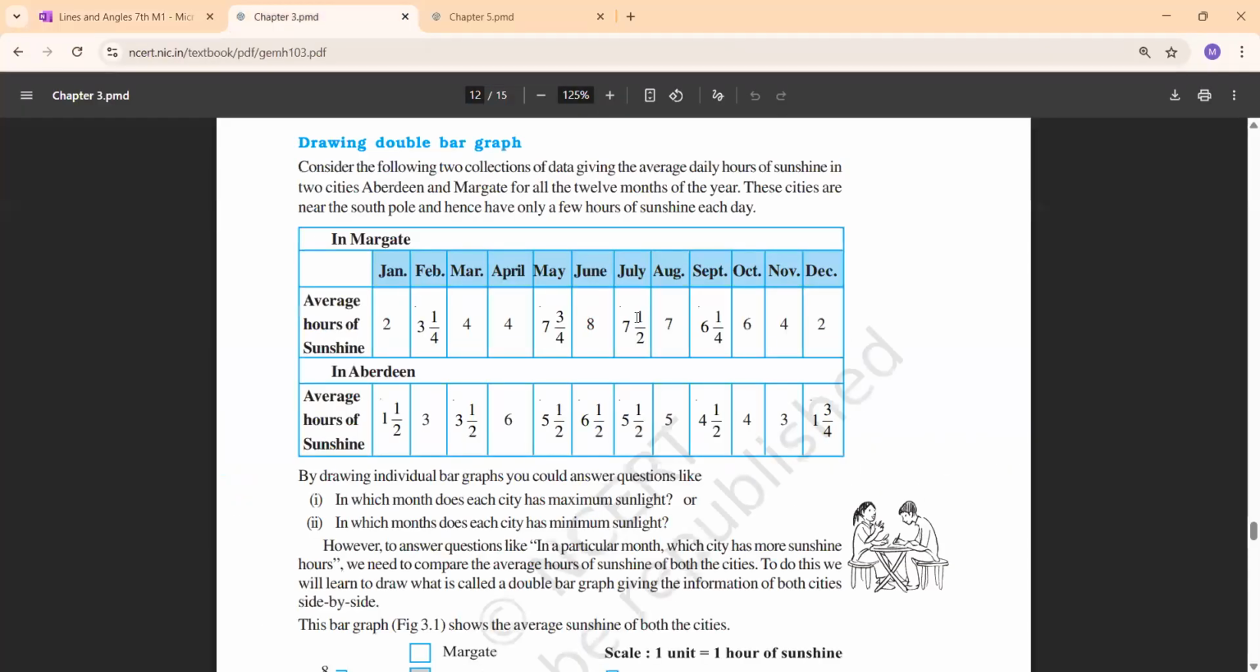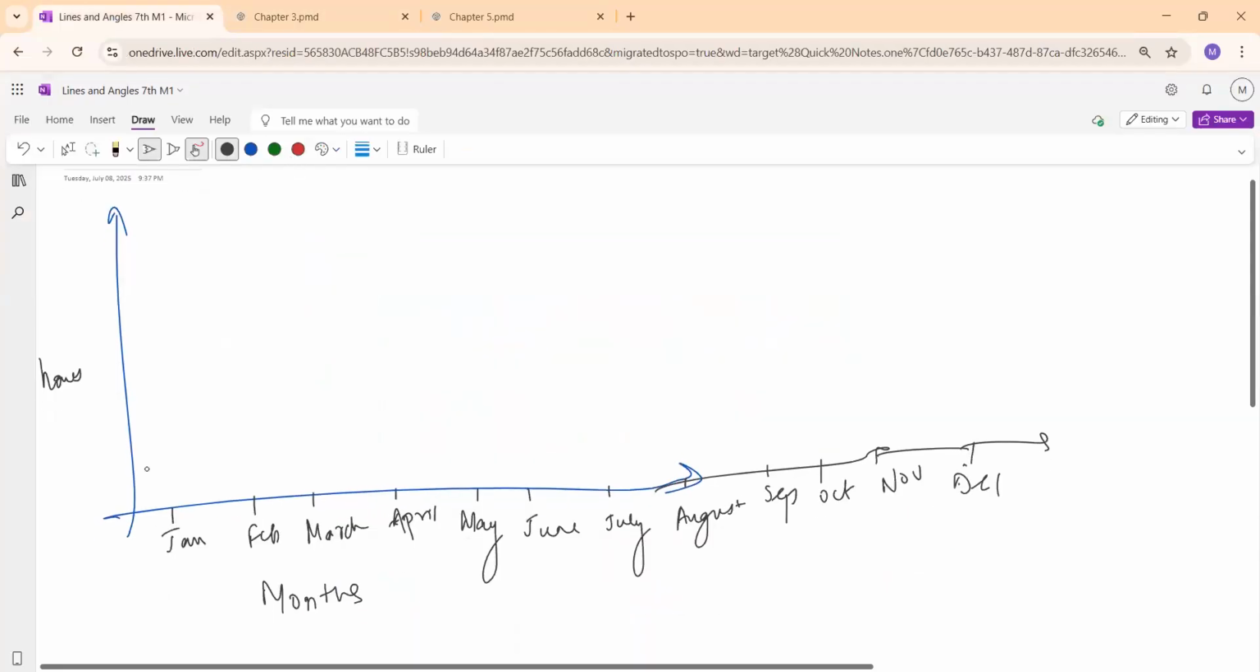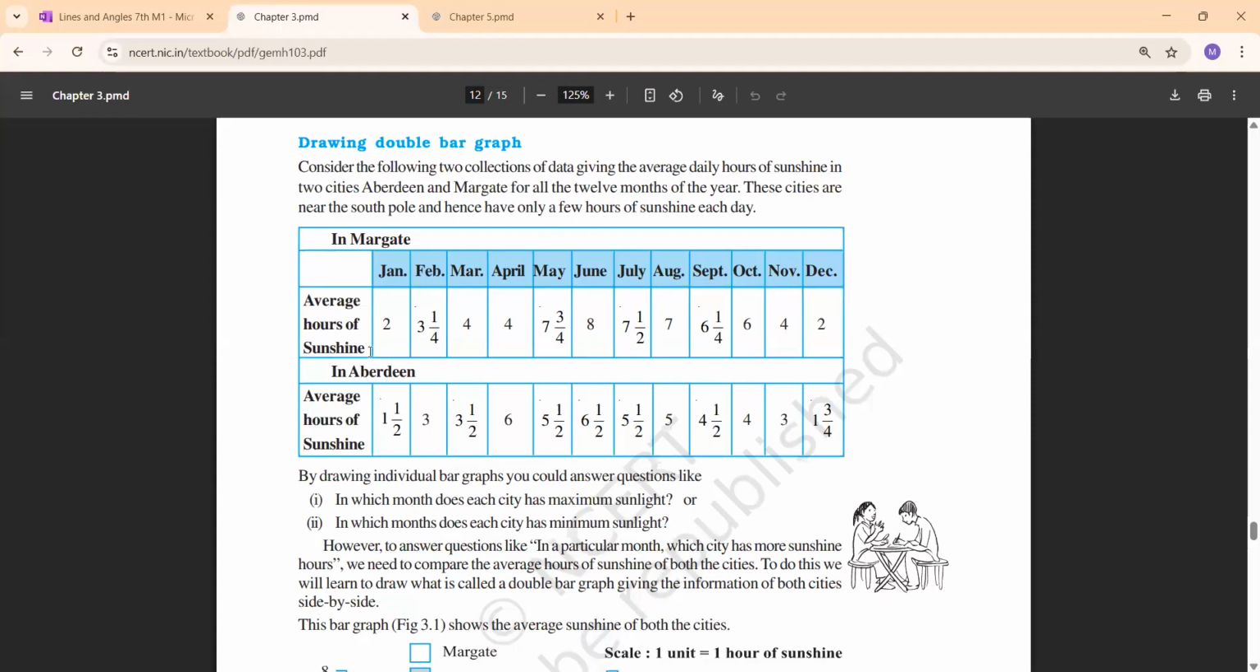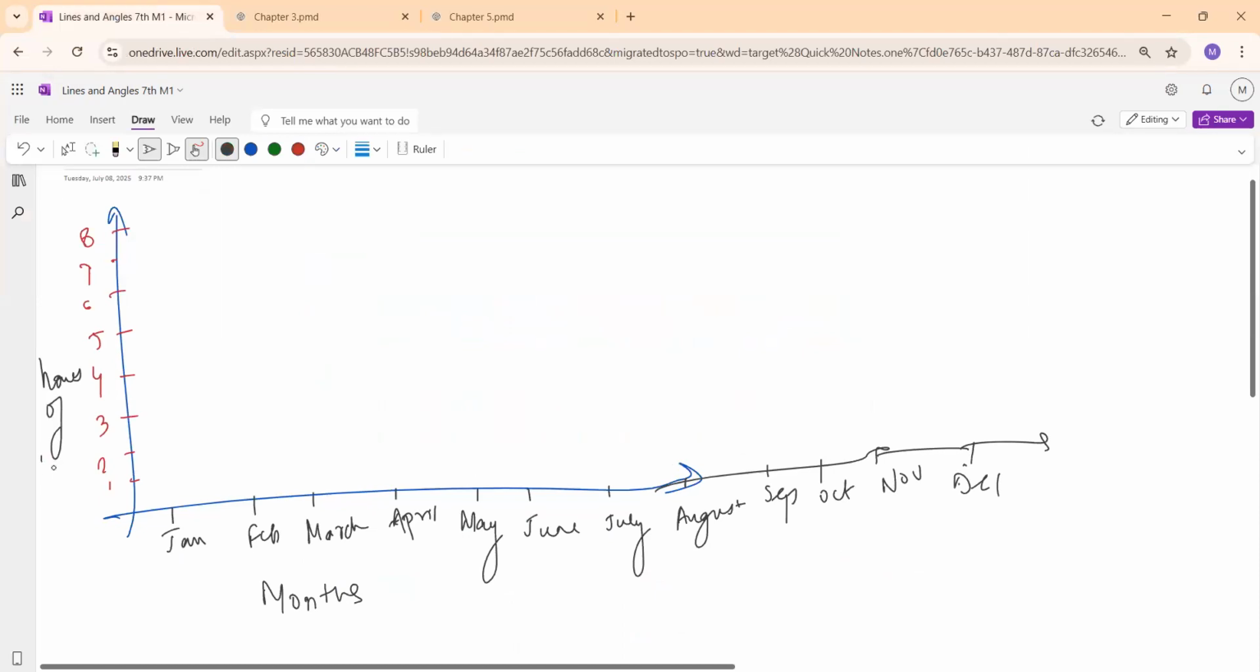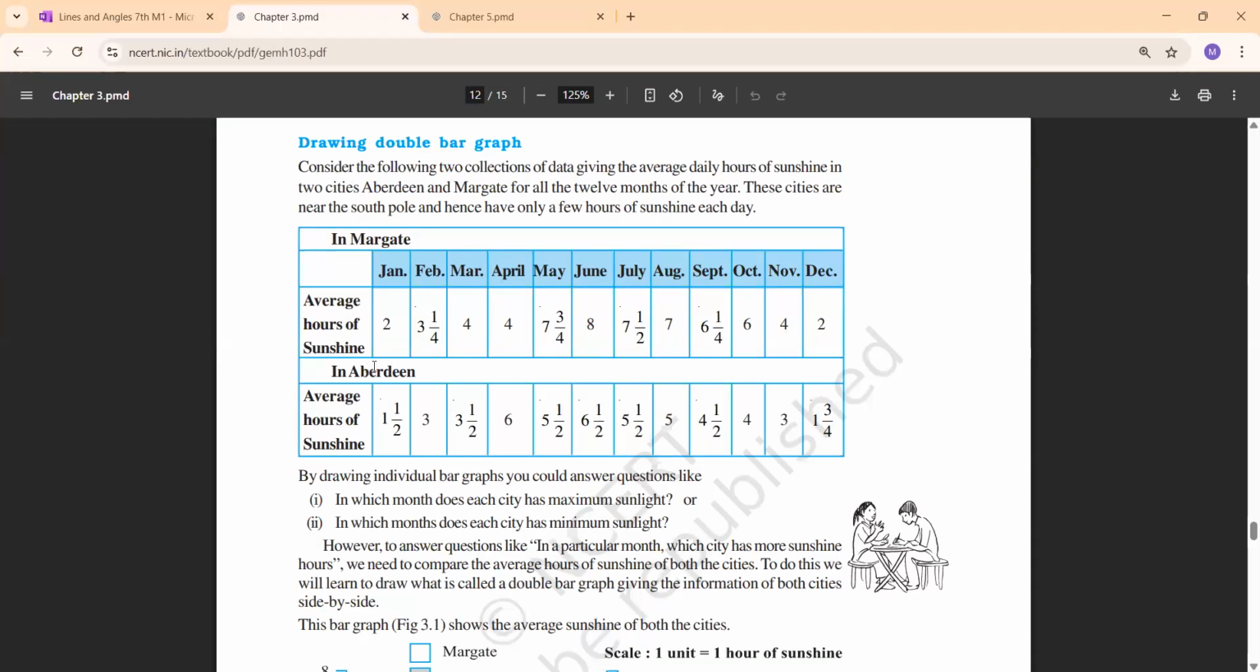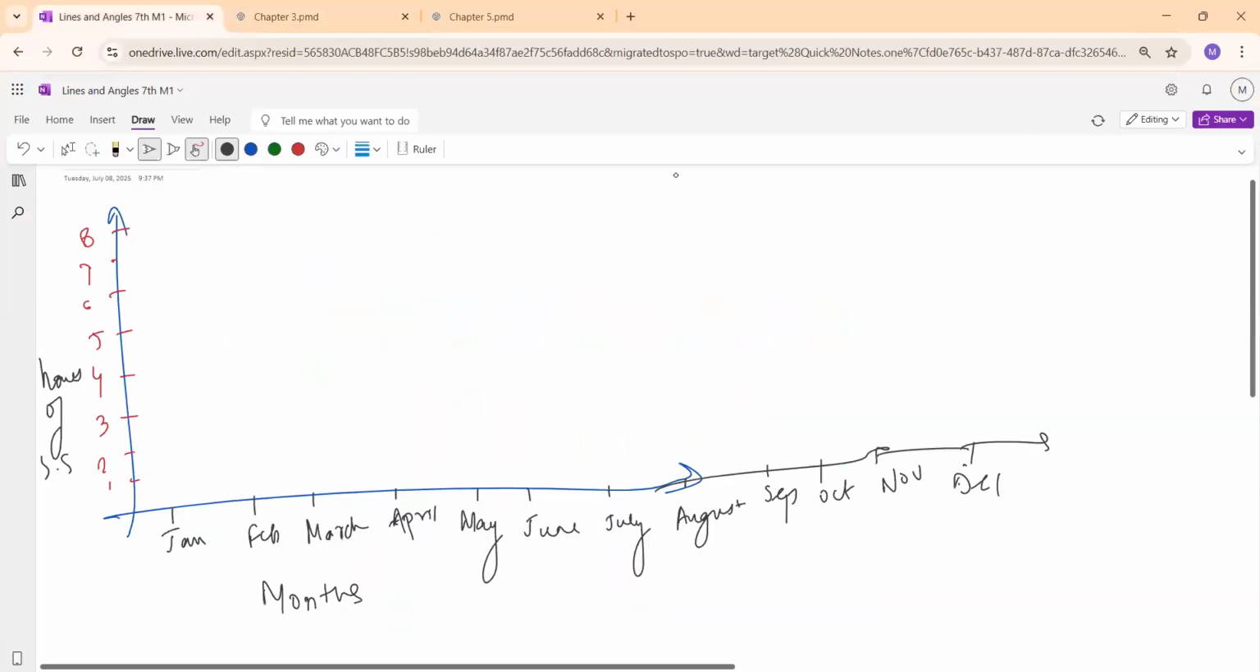Now, on this axis we are going to keep hours, so we're going to take it as 1, 2, let's take it to 8 or 9. So we have 1, 2, 3, 4, 5, 6, 7, 8. Now, hours of sunshine. I'm writing SS.